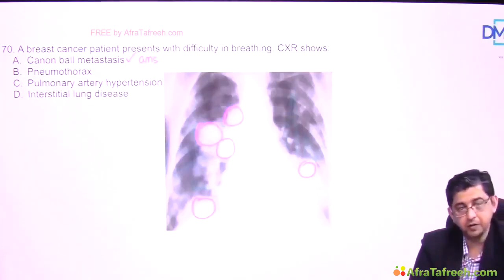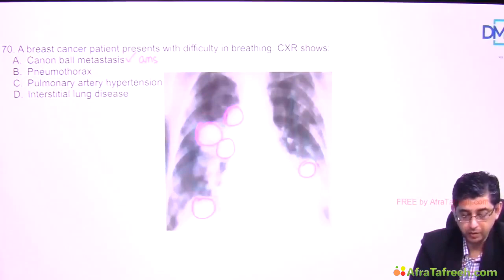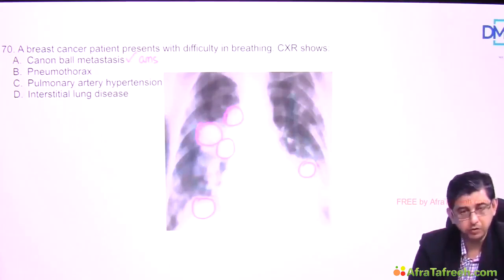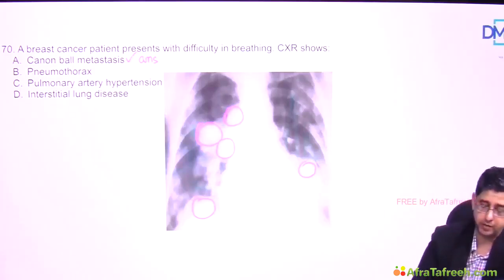Pneumothorax will have findings which I've discussed earlier. There should be a well-defined pleural margin, deep sulcus sign not present. Pulmonary artery hypertension should have prominence of the pulmonary artery segment, not present. ILD will show rather constricted lungs or shrunken lungs. ILD will also have reticular opacity, which is not present here. So very characteristic cannonball mets with breast cancer.